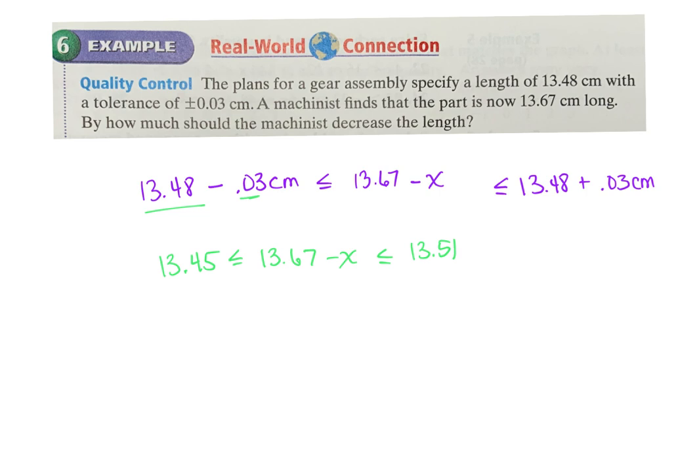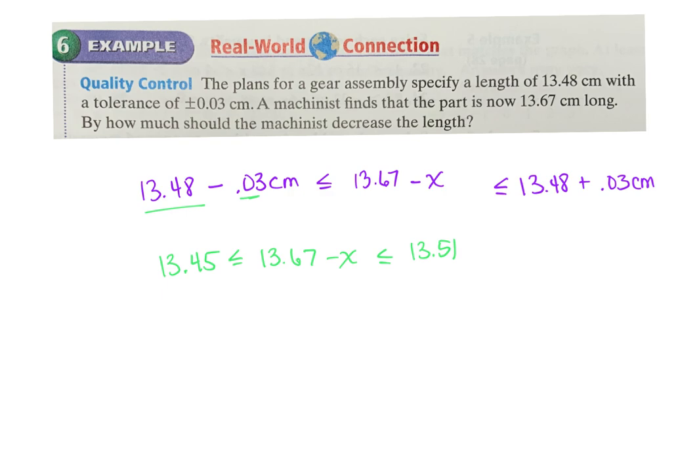So this is an idea of an and problem. This is 13.45 is less than or equal to 13.67 minus X, and 13.67 minus X is less than or equal to 13.51. This is just where they have put an and problem together, all right? And so you can separate it and solve it that way, or you can just solve it all at once. What you're solving for is the middle here, okay?